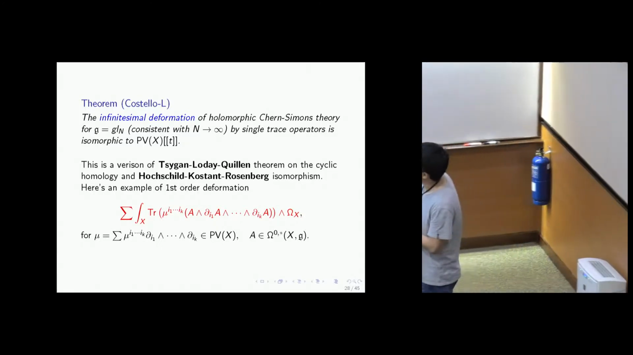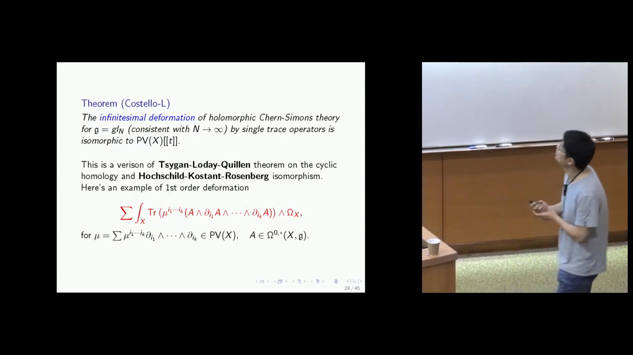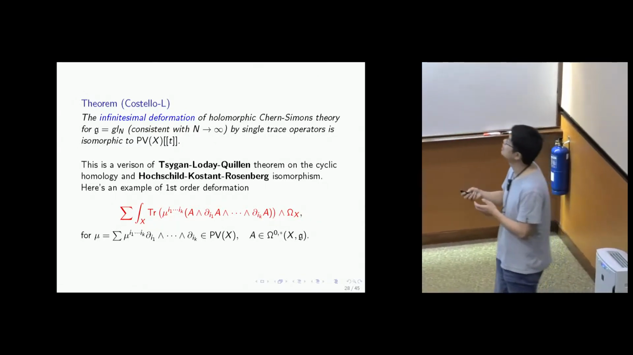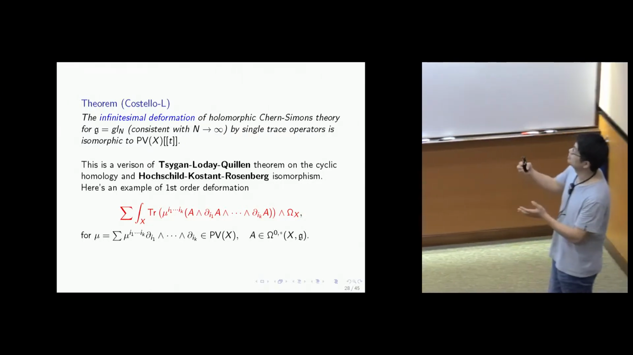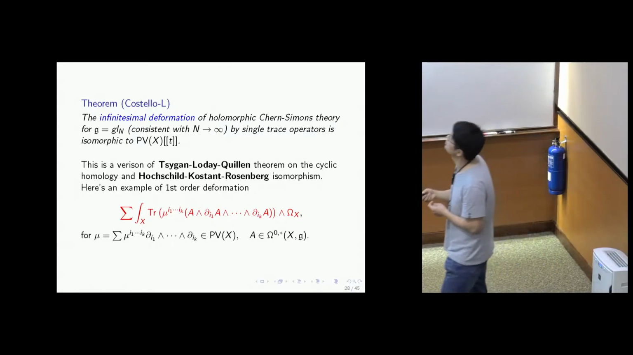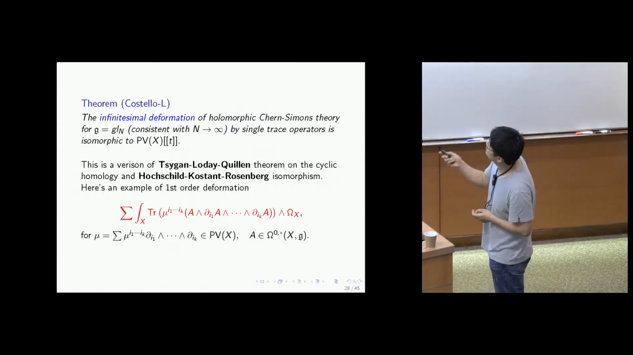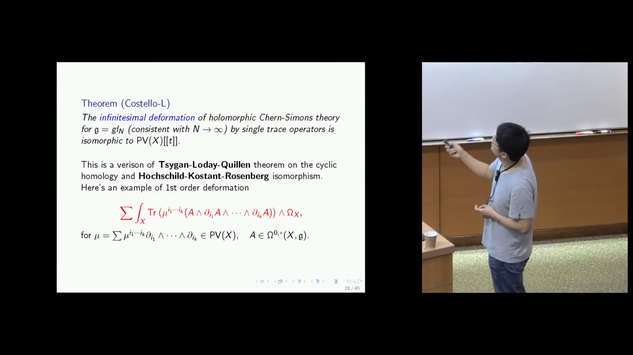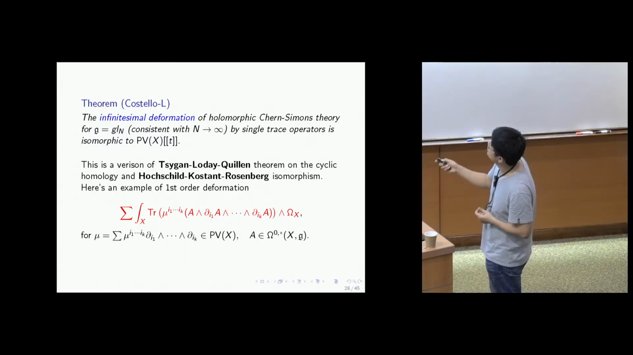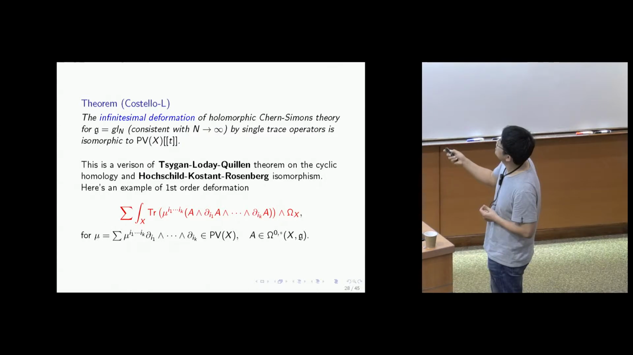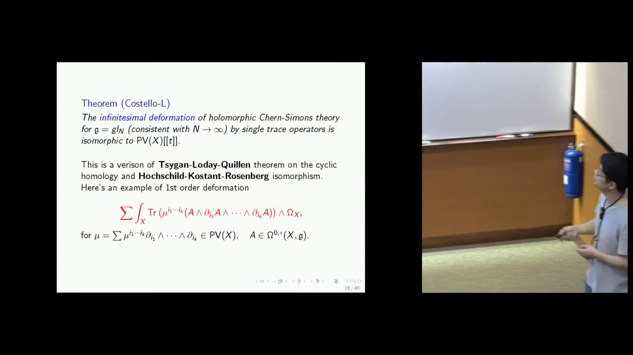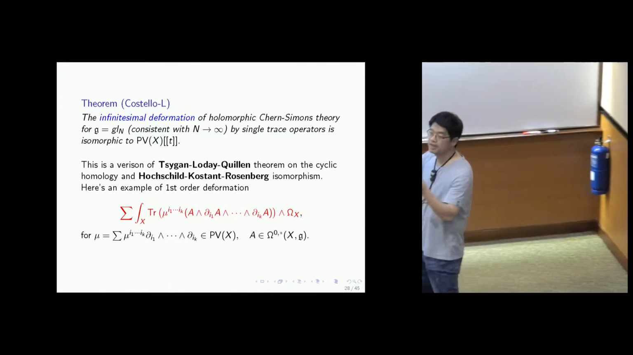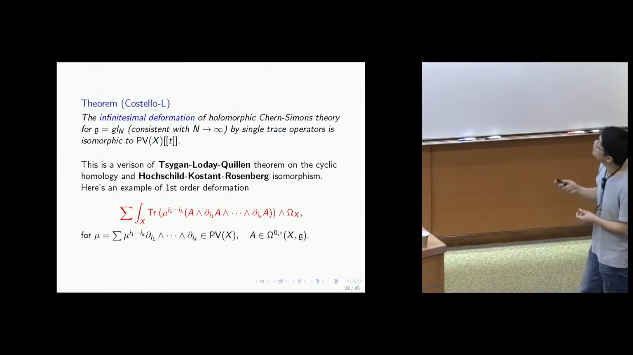The way to prove this theorem is basically a version of the Loday-Quillen-Tsygan theorem, relating the Lie algebra cohomology in the large N limit and cyclic homology. And also somehow the classical limit is the Hochschild-Kostant-Rosenberg isomorphism. So I give you a first example: if you turn on polyvector fields without descendants, they give you the following deformation of this holomorphic Chern-Simons. You have a bunch of differential operators applied to the connections and multiplied together. That's the first order deformation. But you can go to second order and so on, and package them in a very similar way.